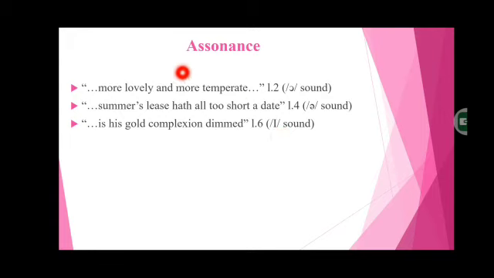Now the use of assonance in the sonnet. More lovely and more temperate. The sound is o in more and more. And summer's lease hath all too short a date. The sound is a in date and in summer. Is his gold complexion dimmed? You can see the i sound in is, his and in dimmed. The sound is the same, so this is called assonance.